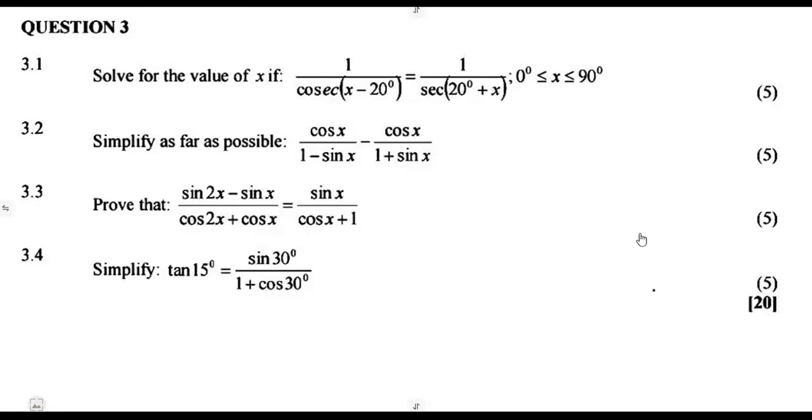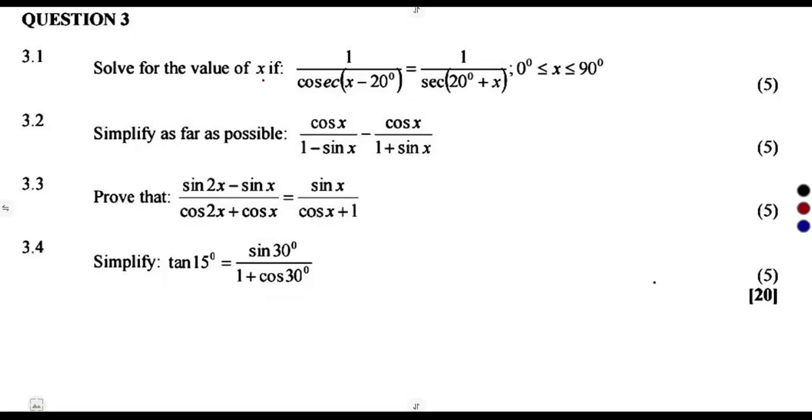Question number 3, solve for x, all right? For the value of x in this equation from 0 to 90. From 0 to 90, guys, it means your reference angle is your final answer. There's no adjustment, no need to ask which quadrant. So this one was a straightforward question.